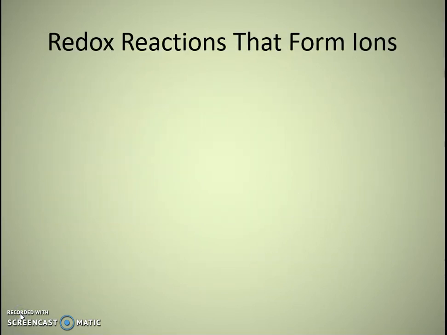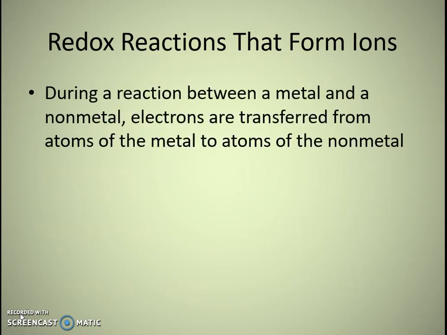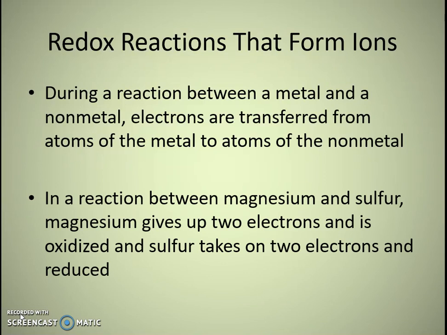So redox reactions with ions are really easy, because when you have ions, you have a complete transfer of electrons. You have an actual charge that's being changed. When you give up electrons, you become positive, and when you take on electrons, you become negative. So defining redox within an ionic reaction makes it much easier to figure out.